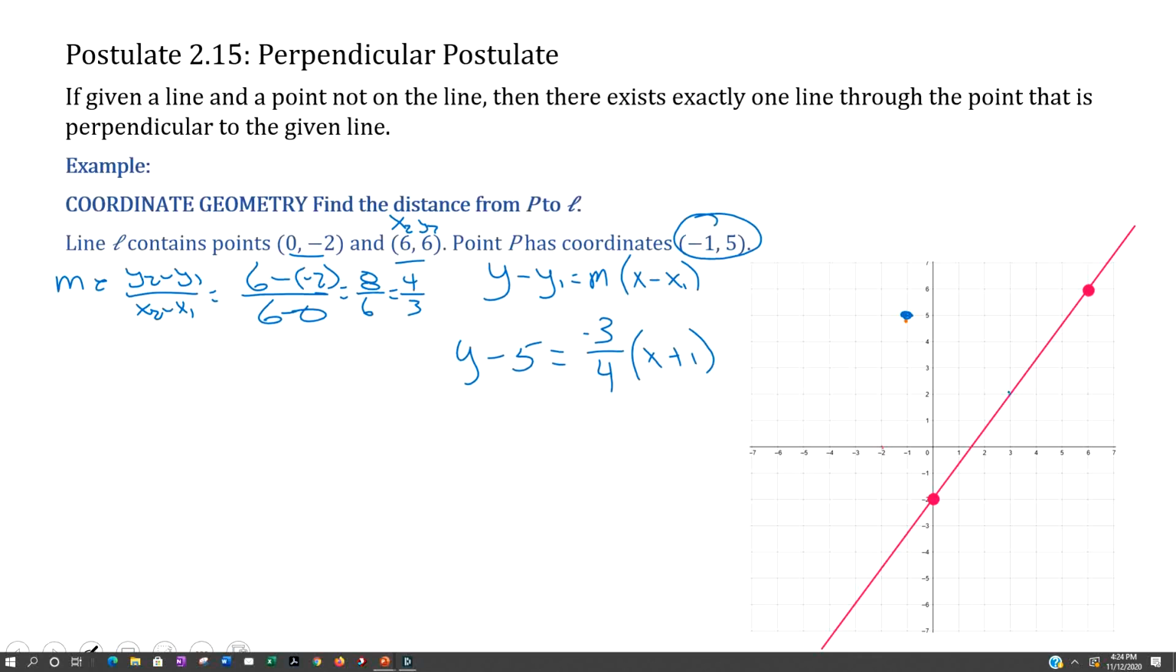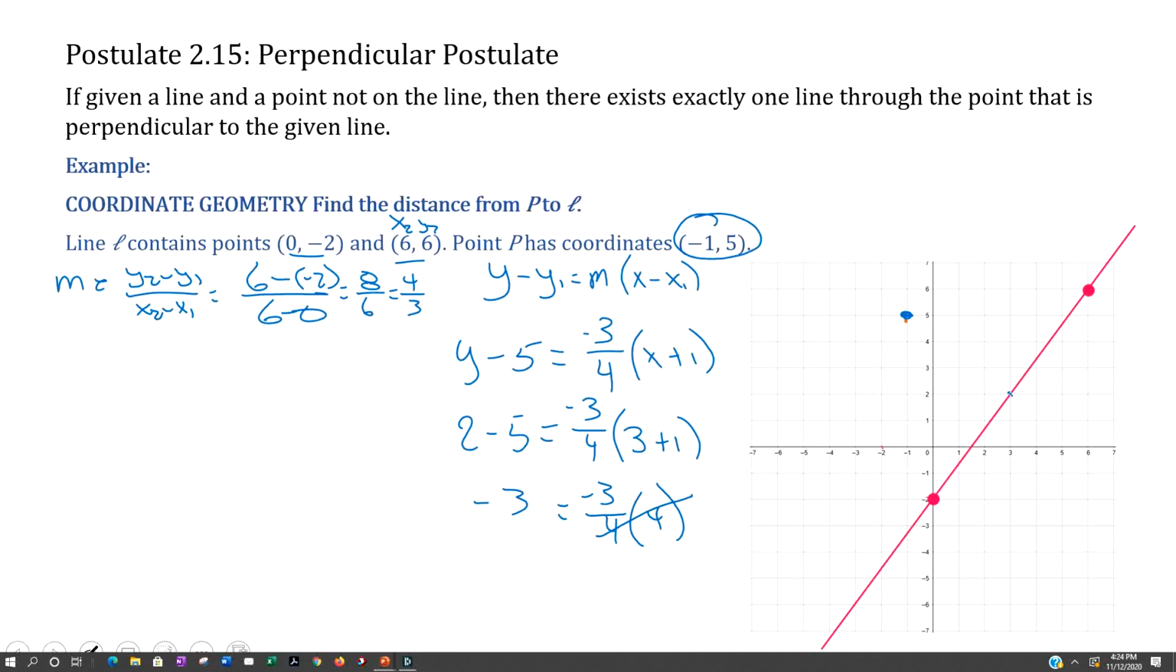So my y value is 2, so I'm going to have 2 minus 5 equals negative 3 over 4. My x value for that point is 3 plus 1. So when I simplify this through, I get negative 3 over 4 times 4 is going to equal 2 minus 5, which is negative 3. When these multiply together, those cancel, and I'm left with negative 3 over 3. So this is the point that I need for my other formula to find the distance from this point to that point.